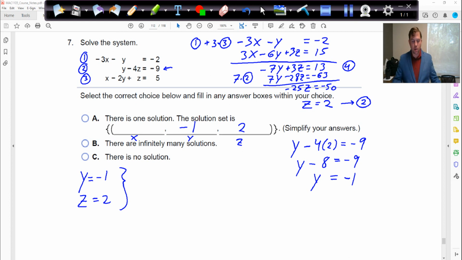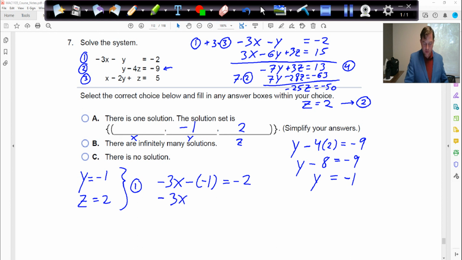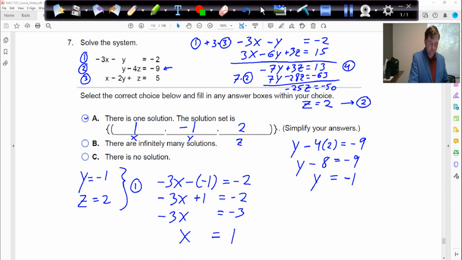And now we can take y is negative 1, z is 2, and plug those into either equation to solve for x. I would probably go with equation 1 because there's not even a z in that. So it would be minus 3x minus y, which is minus 1, has to equal negative 2. Minus 3x plus 1 equals minus 2. Subtract 1 from both sides. Minus 3x equals minus 3. Divide both sides by minus 3. X is 1. And that would be the ordered triple solution for problem 7.